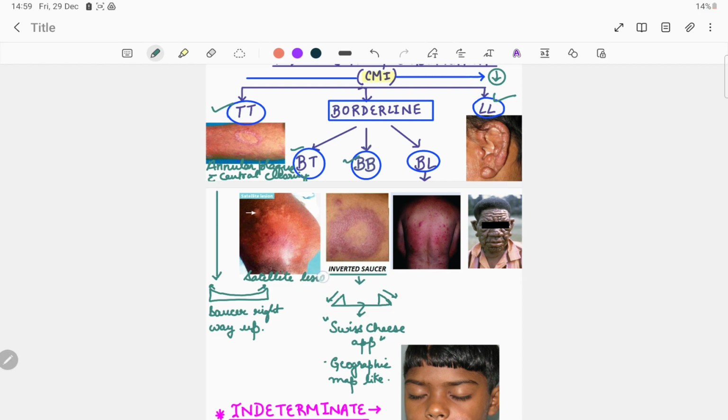Satellite lesions means that these are smaller peripheral lesions, as you can see in this image, these smaller peripheral lesions which are present around the main lesion. Here you can see the main lesion, this is the main lesion, and this is your satellite lesion.